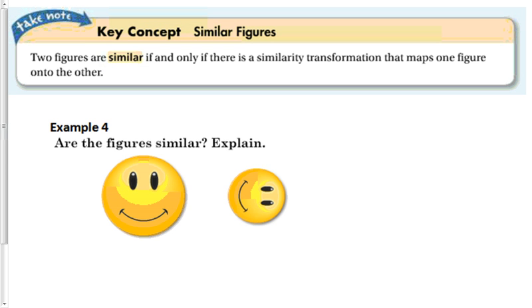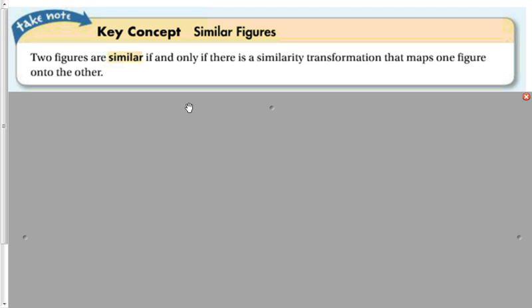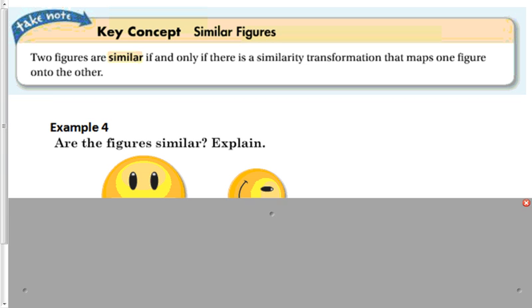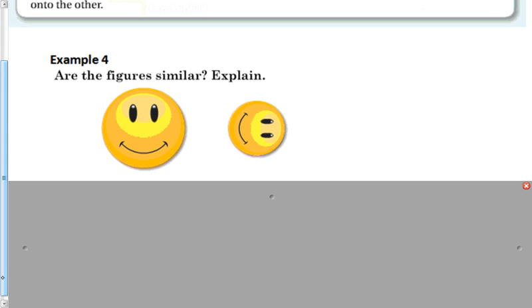All right, now let's recognize if things are similar or not. Two figures are similar if and only if there's a similarity transformation that maps one onto another. In other words, it's going to involve a dilation. Are the figures similar to the right here? Well, yes, they are. And there's two of them. There would be a dilation and a rotation.